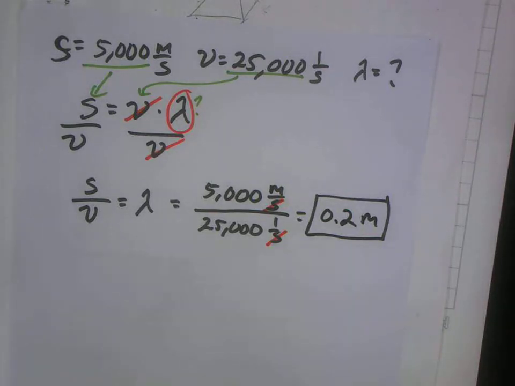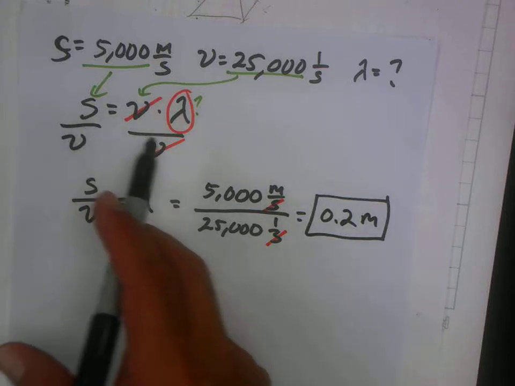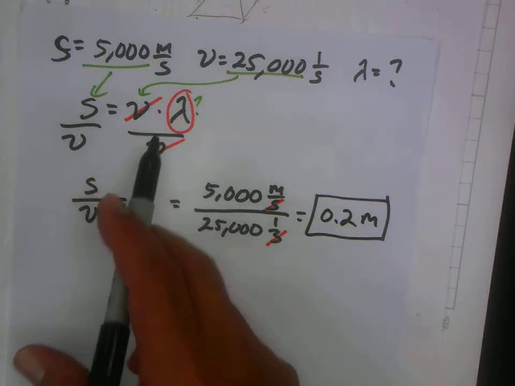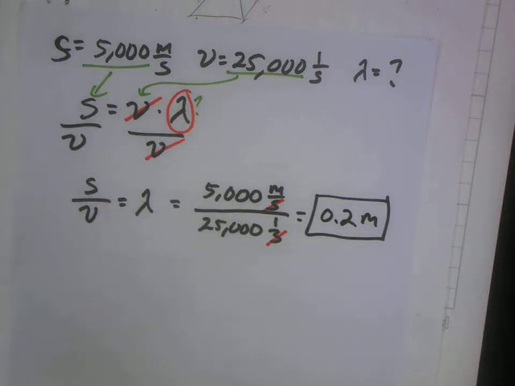Alternatively, I could have gone ahead and plugged in 5,000 here, plugged in 25,000 here. What I would have done is divide by 25,000, which means I would have had to write 25,000 3 separate times. Not a big deal, but this seems a little bit cleaner if you move the letters first. But whatever you feel most comfortable with. Any questions on this problem?